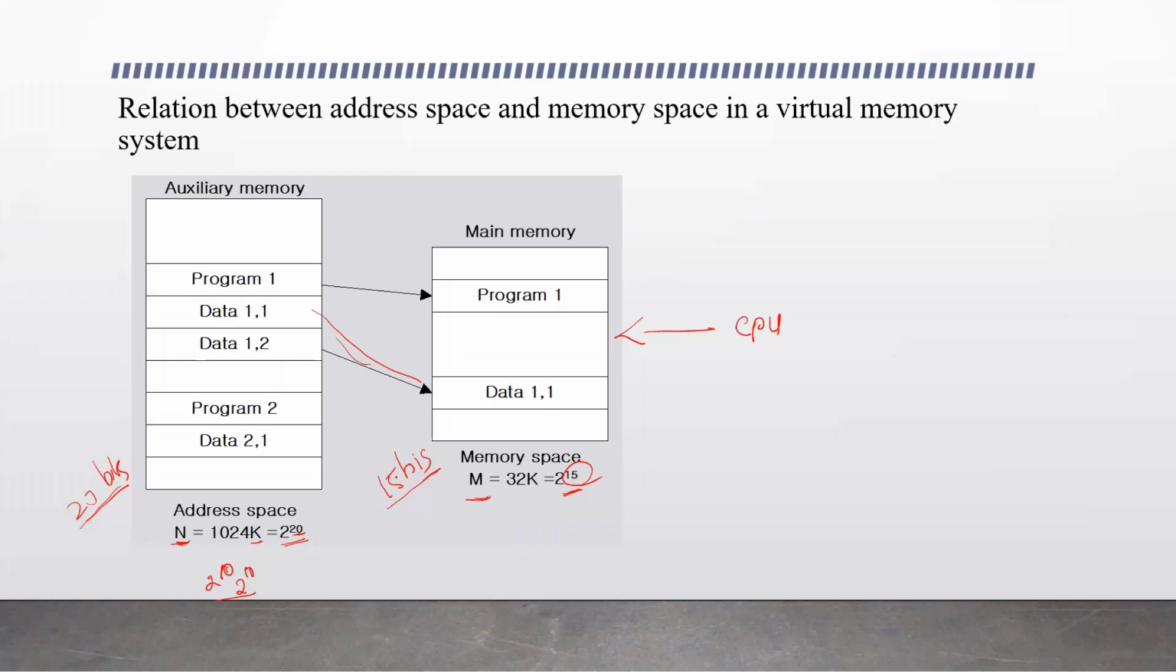Mapping is converting this virtual address, in this case 20 bits, to the corresponding physical address to refer to the data or instruction in main memory. Okay, so how is this mapping done?